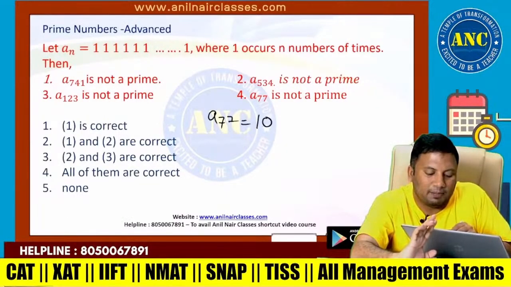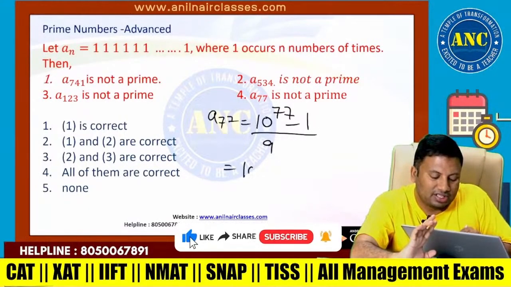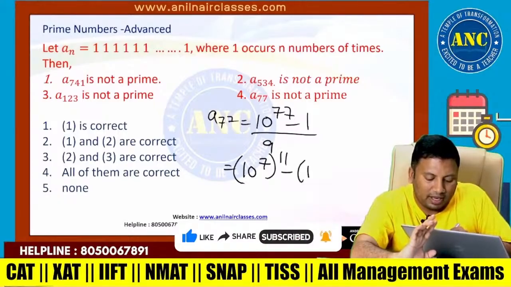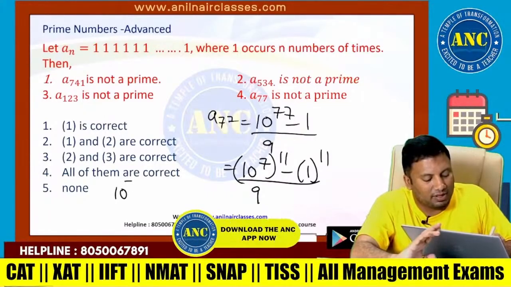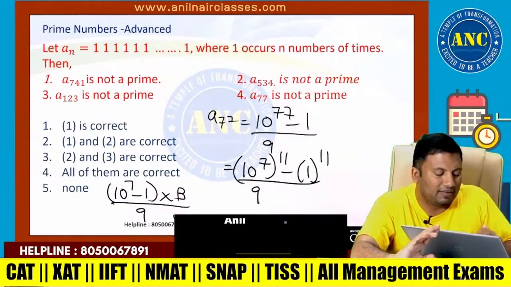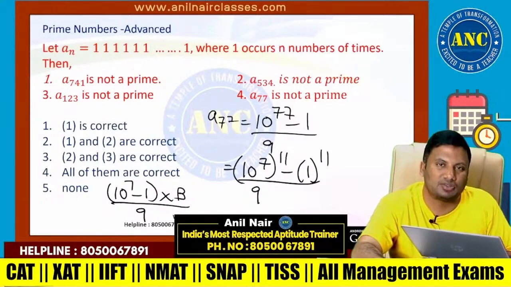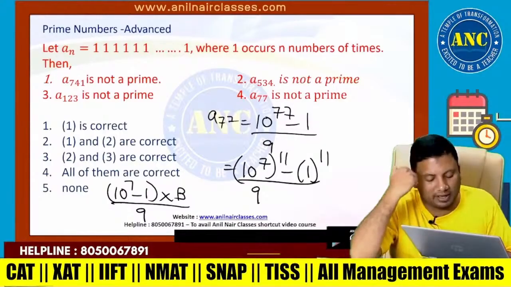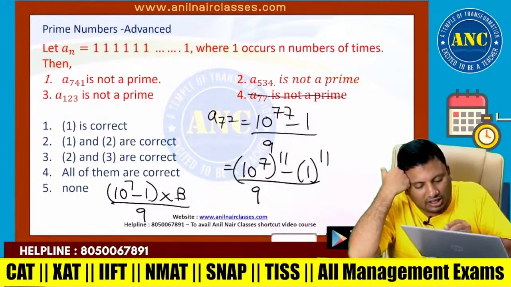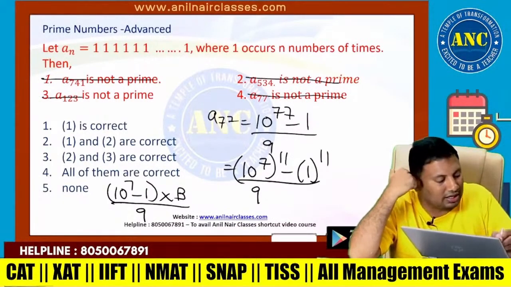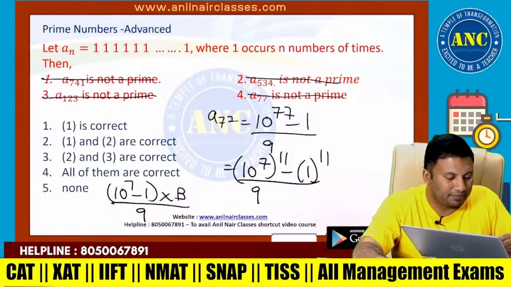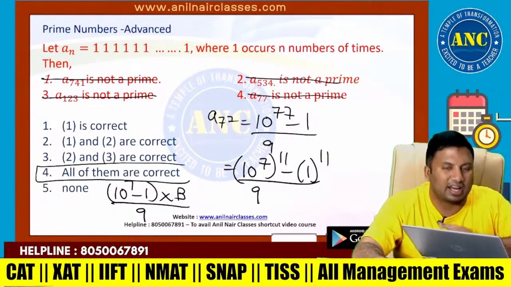A77. 77 is (10 power 77 minus 1) divided by 9. This is (10 power 7) power 11 minus 1 power 11, divided by 9. So this is divisible by (10 power 7 minus 1) into some number, divided by 9. I will get 6 ones. 6 ones is divisible by 3. So this also is not a prime number. All of them are right. All of them are correct.